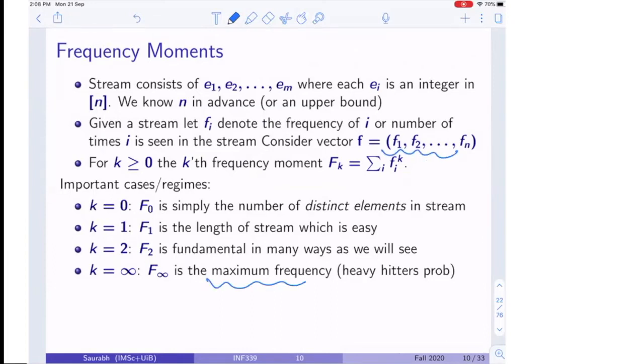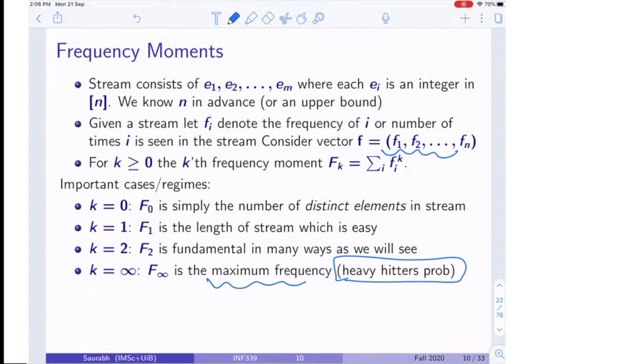And this corresponds to something called the heavy hitters problem, which we will see in the next 2-3 weeks. And this is very, very important for data science, right? This heavy hitters problem asks which are the set of objects which occur most frequently.